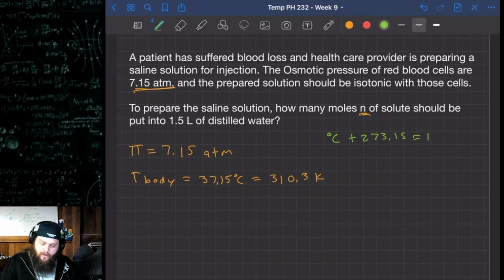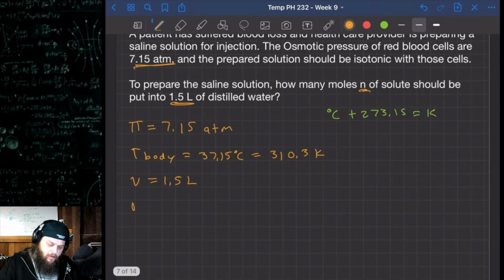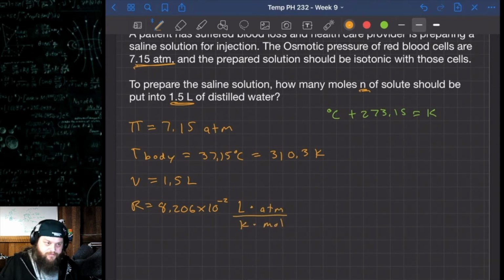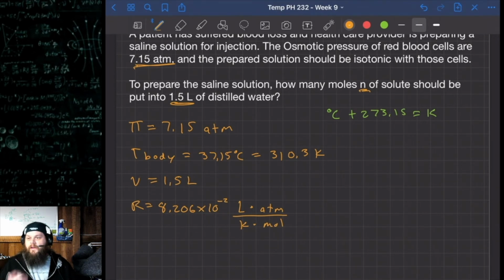Which is equal to our temperature in Kelvin. The volume that we're talking about here, V, that's given in the problem, 1.5 liters. And then we have our value R. I'll rewrite again. It's 8.206 times 10 to the negative 2 liters times atmosphere per Kelvin times mole. And we're trying to find out how many moles that we need to use.